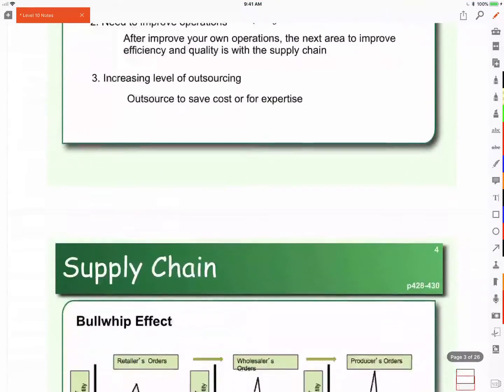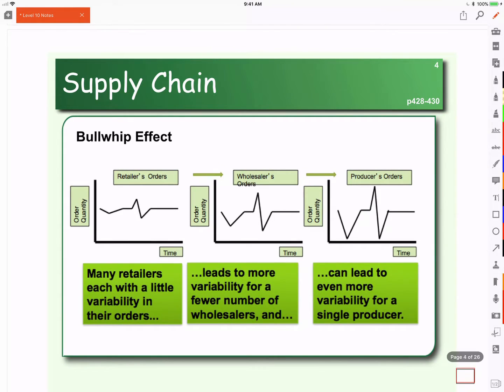So let's look at an example of the bullwhip effect. All right, so let's suppose here we have our retailers, our wholesalers, and our producers. So the retailer, of course, is the closest to the customer, and they know what the customer wants. So there's very little variability in what the orders are, right? They have direct contact with the customer, and the customer's demand isn't changing very much. But as you get further away from the customer, you start to see much more variability in orders.